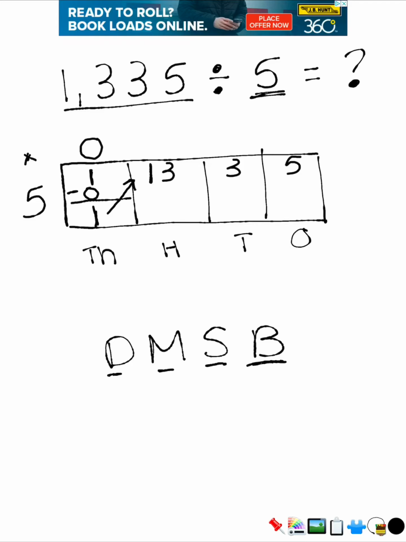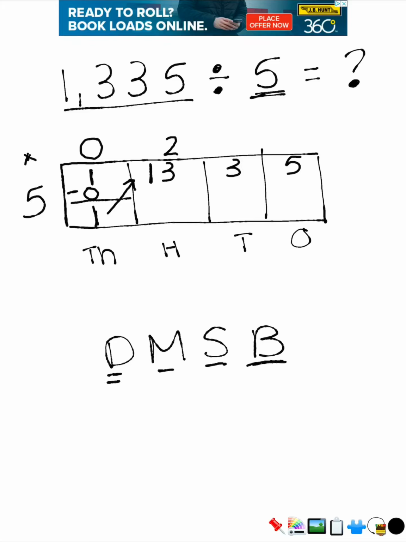And guess what? My steps start all over again. And I ask myself, how many times can 5 fit into 13? Well, I know that 5 times 1 is 5. 5 times 2 is 10. So it can fit 2 times so far. 5 times 3 is 15. And we just busted. Remember that we can't go over. So it can only fit in 2 times without going over.